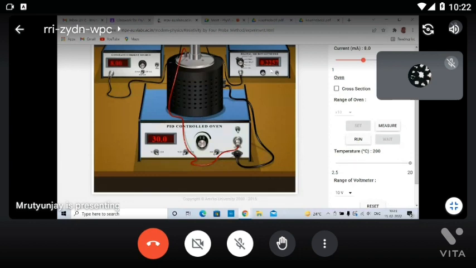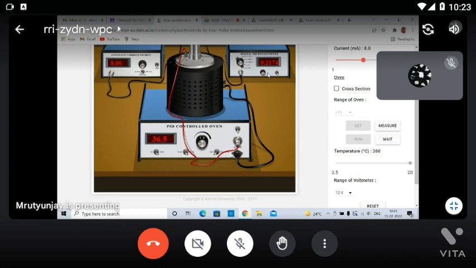First observation you got. Then how to note the second observation, that is at 40? Once again you have to click run one and wait up to 40. After reaching 40, immediately click the wait button and note down the observation. Then once again you have to click run and wait up to 50.